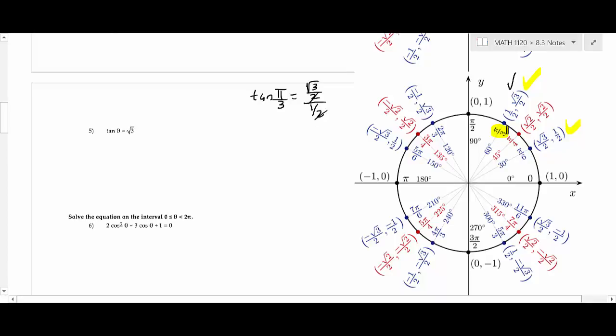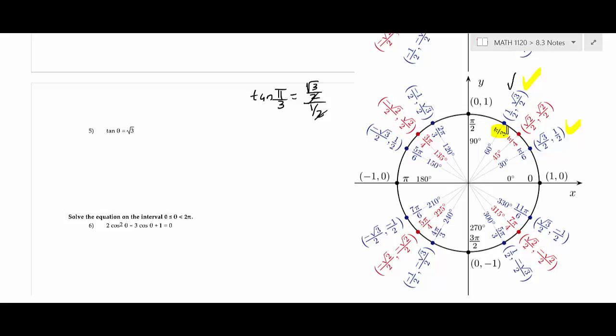Okay. There's one other place on this unit circle where the tangent would be square root of 3. Where do you think? If you look at the unit circle, there's one other place where that happens. What quadrant? 3. Okay, right. Because remember, if you did a negative over a negative, wouldn't you get a positive there? So also at 4 pi over 3, if you did y over x, that would give you the same thing.